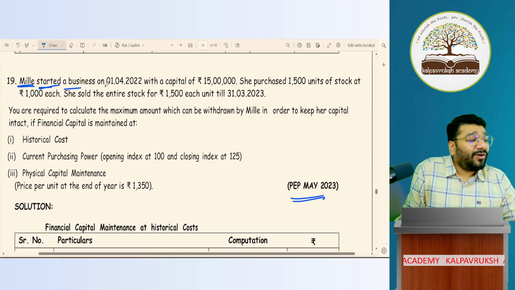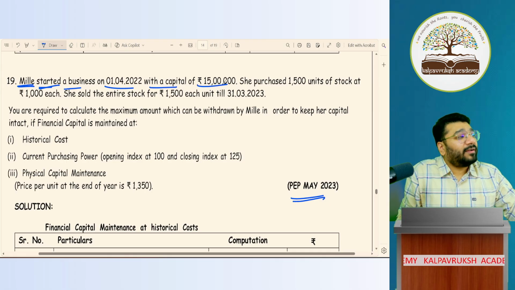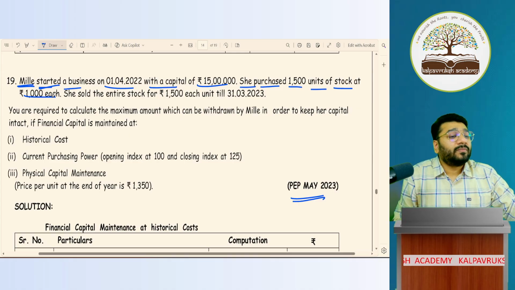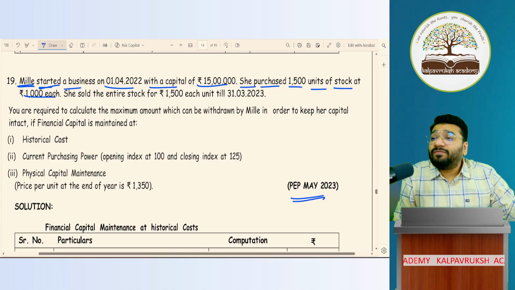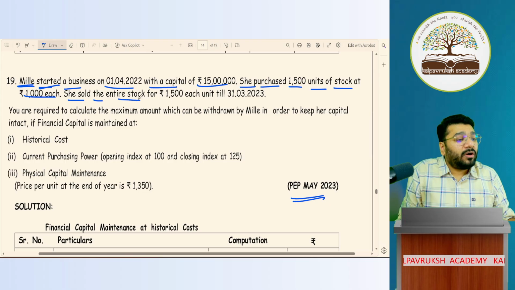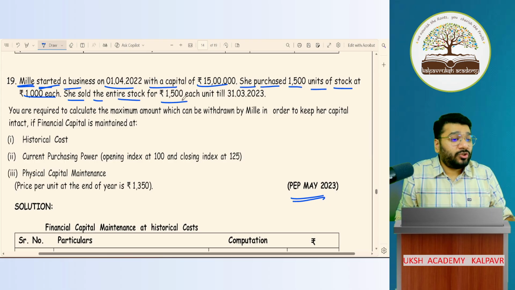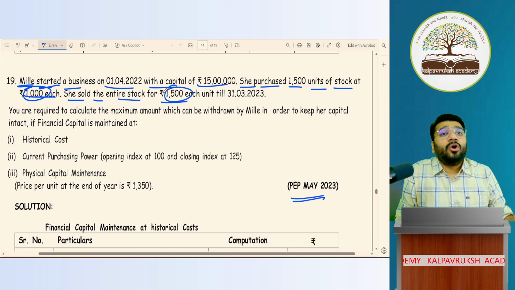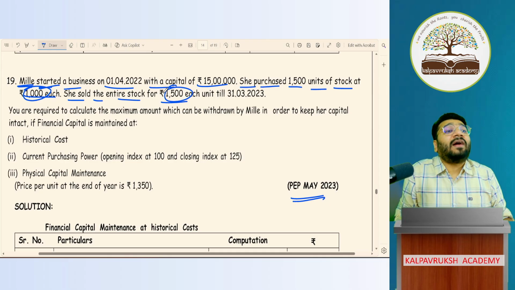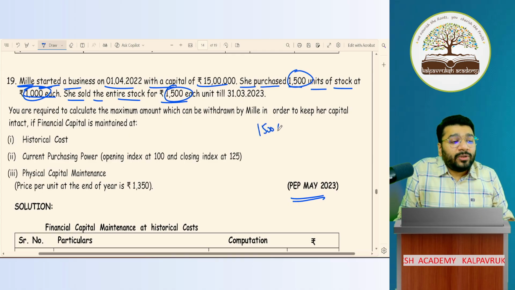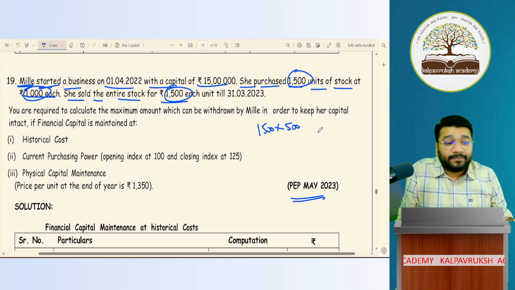Millie started a business on 1/4/22 with a capital of 15 lakh. She purchased 1,500 units of stock at 1,000 each. How many units is purchased? 1,500 units. What is price per unit? 1,000. She sold the entire stock for 1,500 each. So purchase price 1,000, selling price 1,500. What is profit per unit? 500. Multiply with how many units? 1,500. So 1,500 units multiplied by profit 500 per unit. How much?